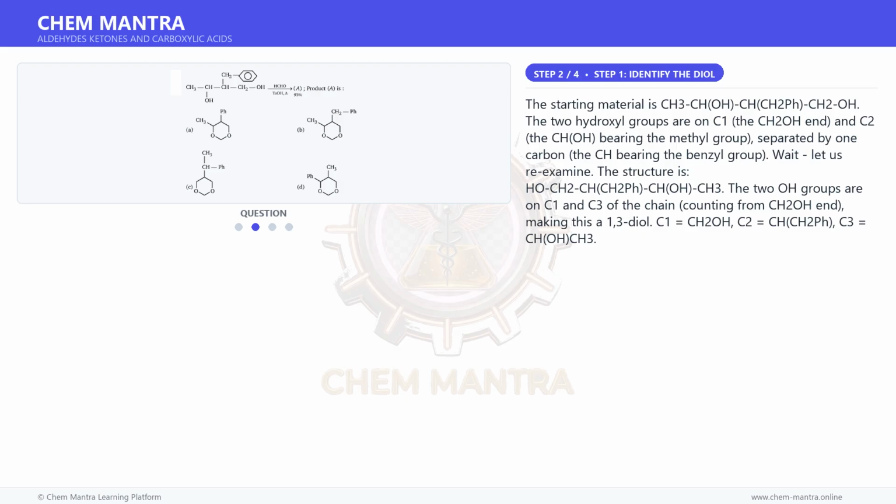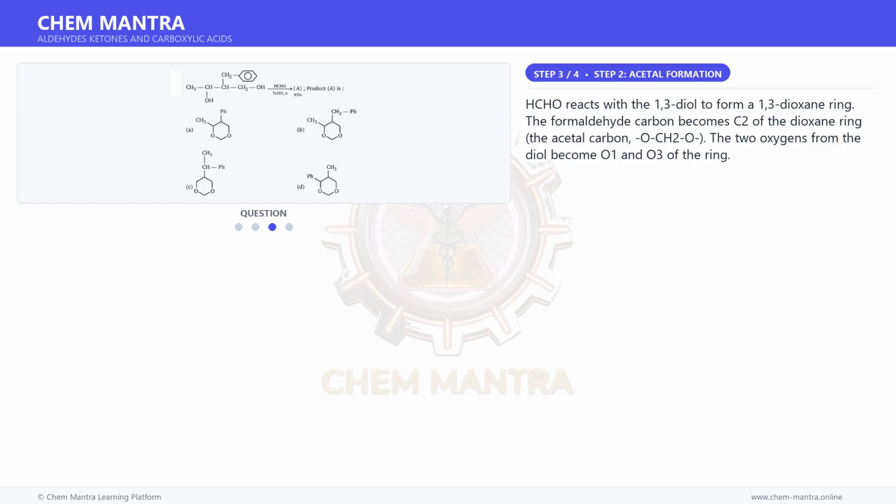Wait, let us re-examine. The structure is HOCH2CH(CH2Ph)CH(OH)CH3. The two OH groups are on C1 and C3 of the chain, counting from the CH2OH end, making this a 1,3-diol. C1 is CH2OH, C2 is CH(CH2Ph), C3 is CH(OH)CH3.